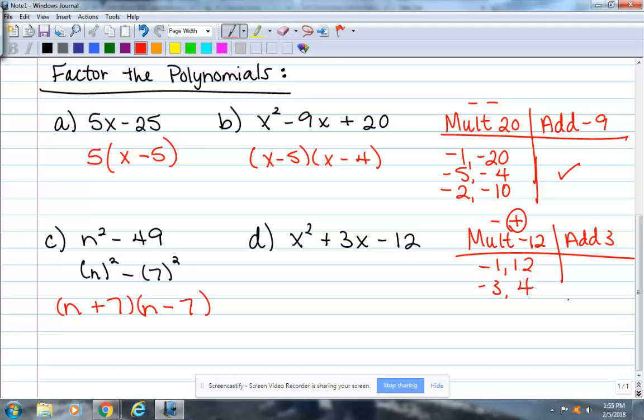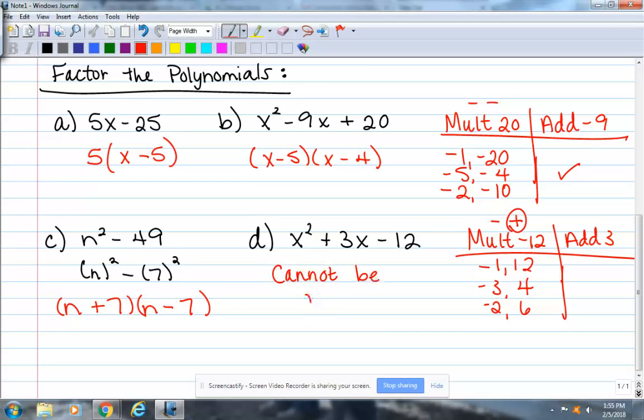Okay, and I'm writing my bigger numbers with positives. And that's all that multiplies to get 12, right? Do any of those add to get 3? Nope. Don't work. So guess what? No solution. Well, we don't say no solution. We just say it cannot be factored.